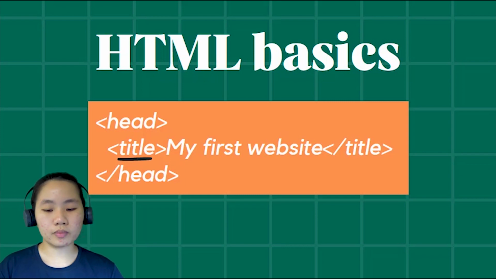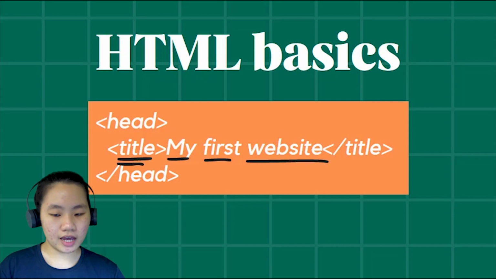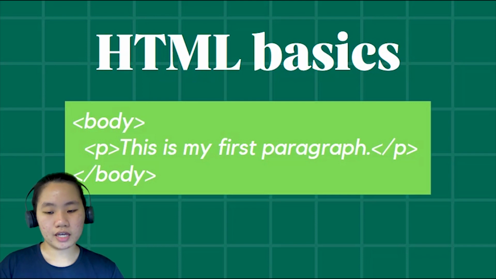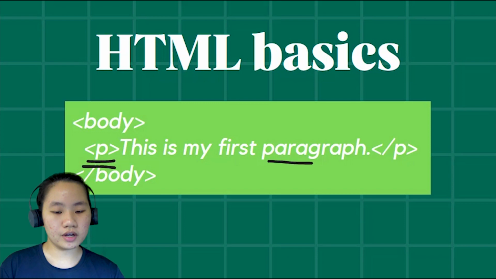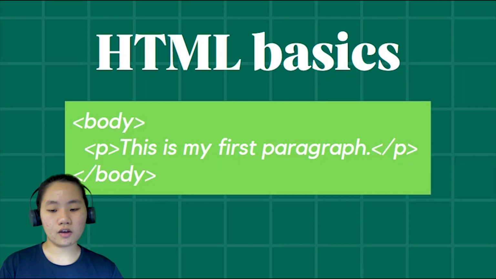Alright, let's move on to the first thing that you can put inside of the head tags. Title. Here I put my title as my first website. And if you open a tag, you always must close it, right? Open title, close the title. Next, for the body. In the body, I put the P tag. P stands for paragraph, which is also why I wrote this is my first paragraph here. And like all things, if you open a tag, like the P tag, you also must close it.